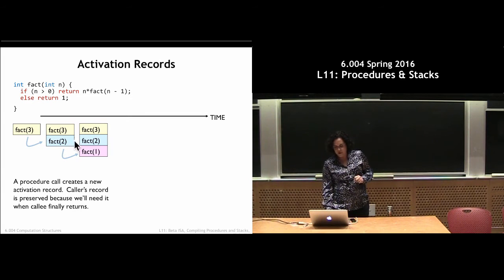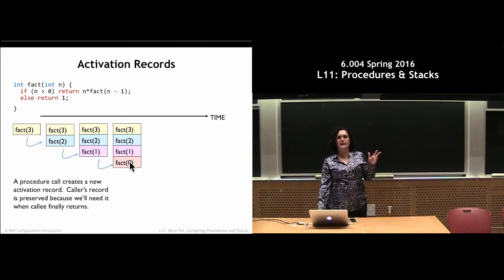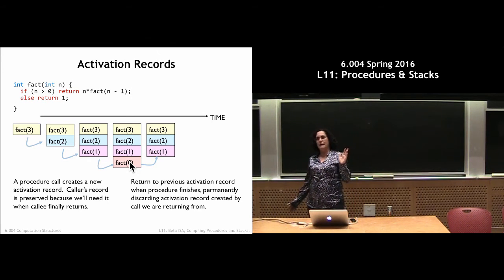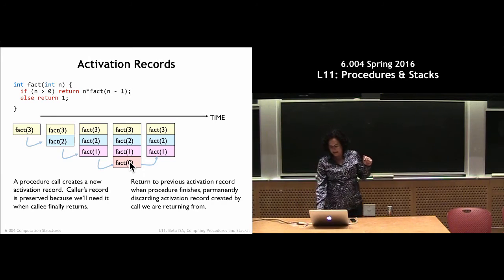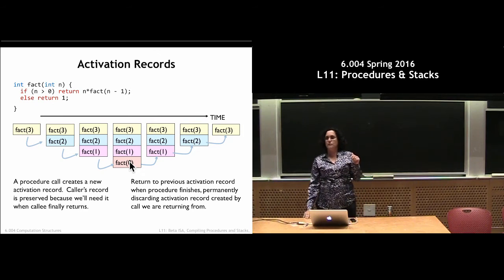Now, factorial 2 calls factorial 1. Factorial 1 calls factorial 0. And now we're done with our recursion. Okay, so now we've gotten to the deepest point where we have 4 activation records that we have to keep track of all at once. And now when we're done with factorial 0, we're not actually going to go back to it. So we take it away. We basically forget about that information in memory. And we continue to do the same thing with factorial 1, then 2, and finally we're back to just 1 activation record.